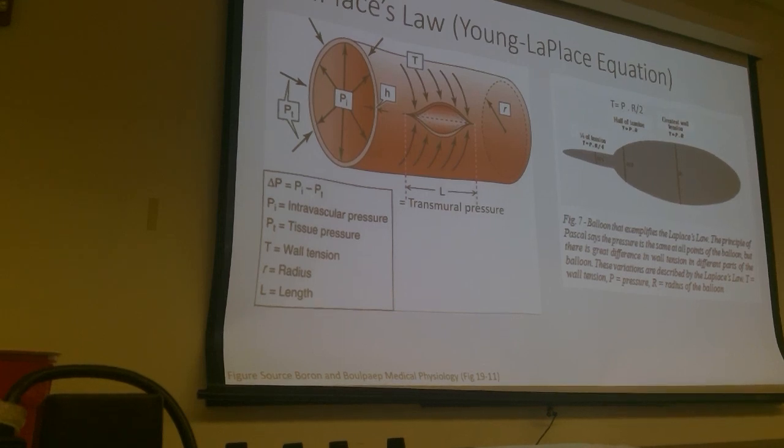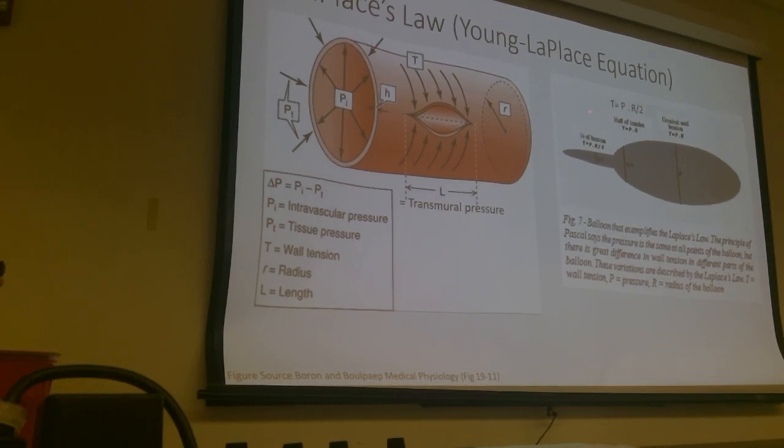Questions? Yeah. So just to recap, basically you said the reason why the smaller vessel doesn't rupture is because the wall tension is so much less? Yes, because we have a very small radius. Okay, so the radius is determining. The radius is the determining factor.